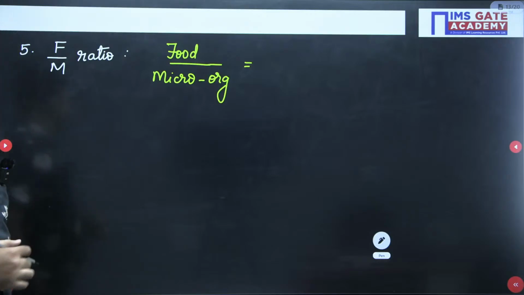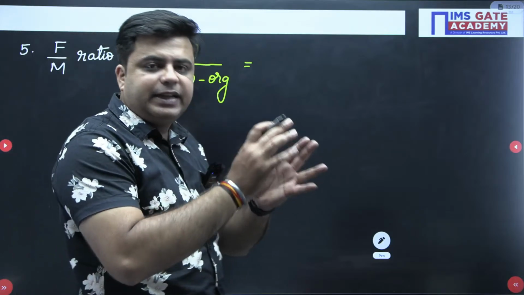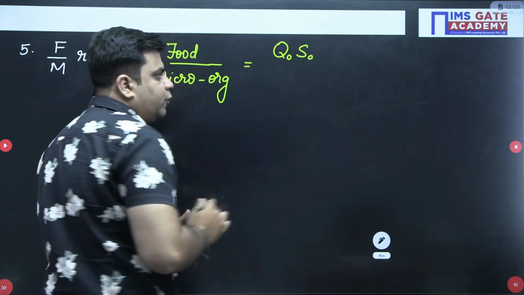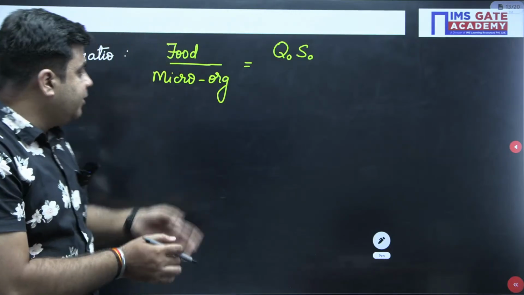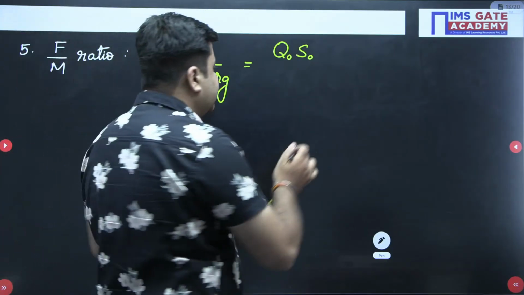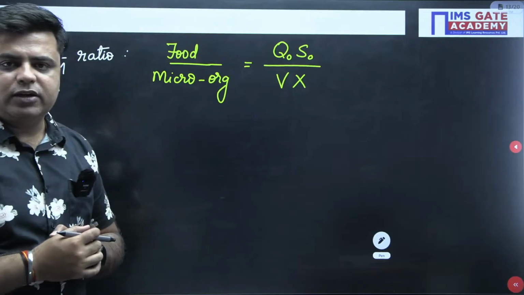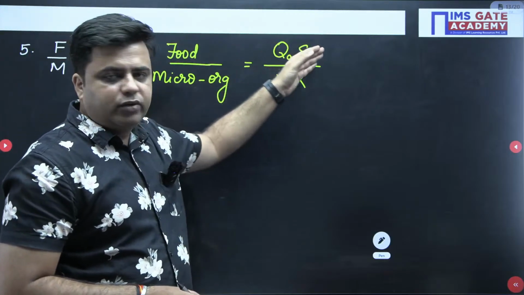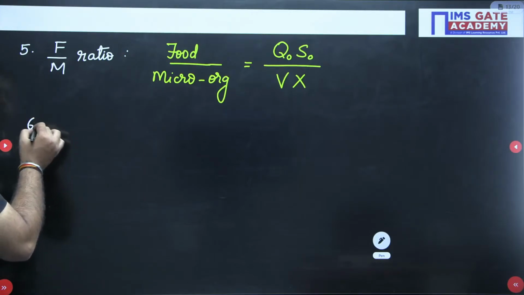This is defined for the aeration tank. Food means organic matter. The amount of organic matter that is entering into the aeration tank is Q naught into S naught, divided by the microorganism. The total amount of microorganism, or the biomass present in the aeration tank, is defined as V into X, the volume of the aeration tank multiplied by the concentration of biomass. So F by M ratio, the food to microorganism ratio, is equal to Q naught into S naught divided by V into X. Okay. Next and the last is your sludge volume index.